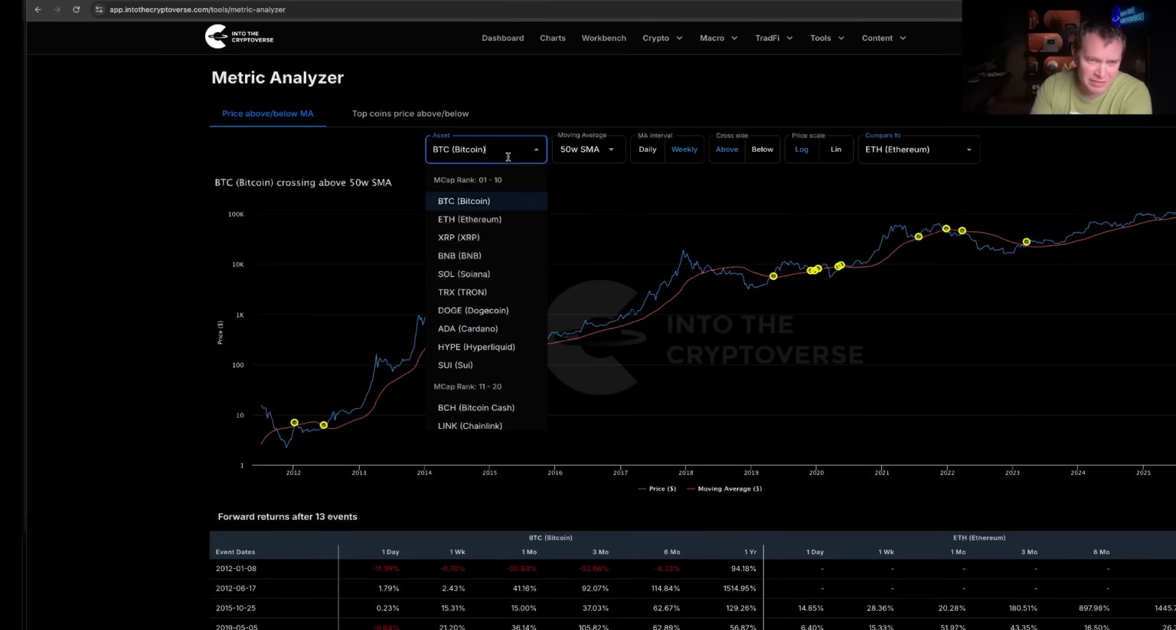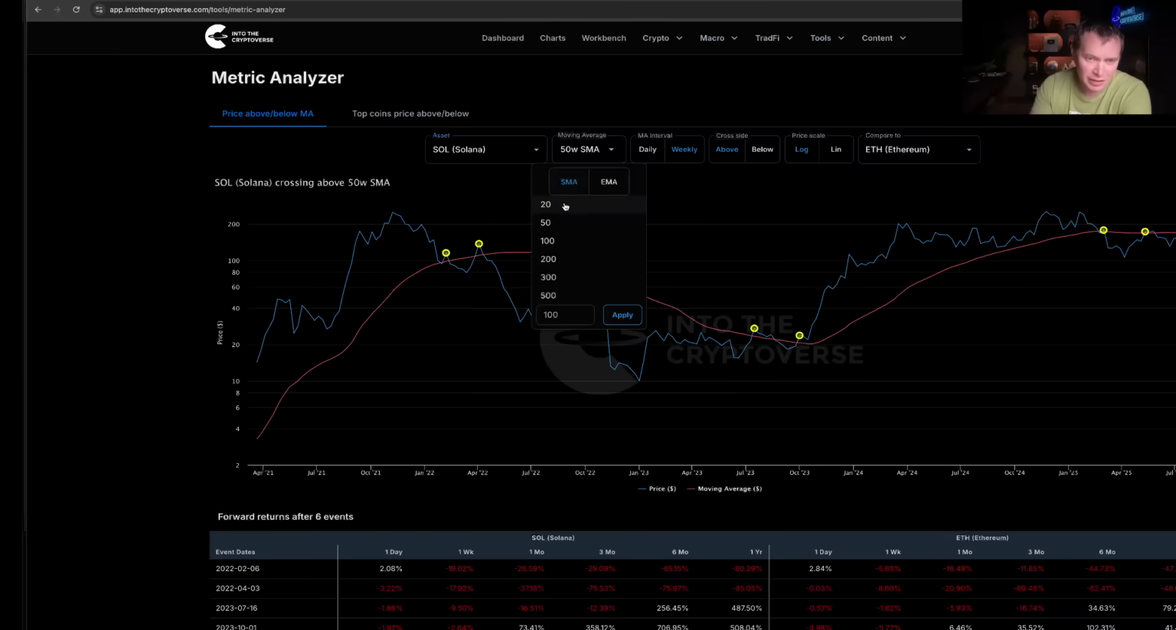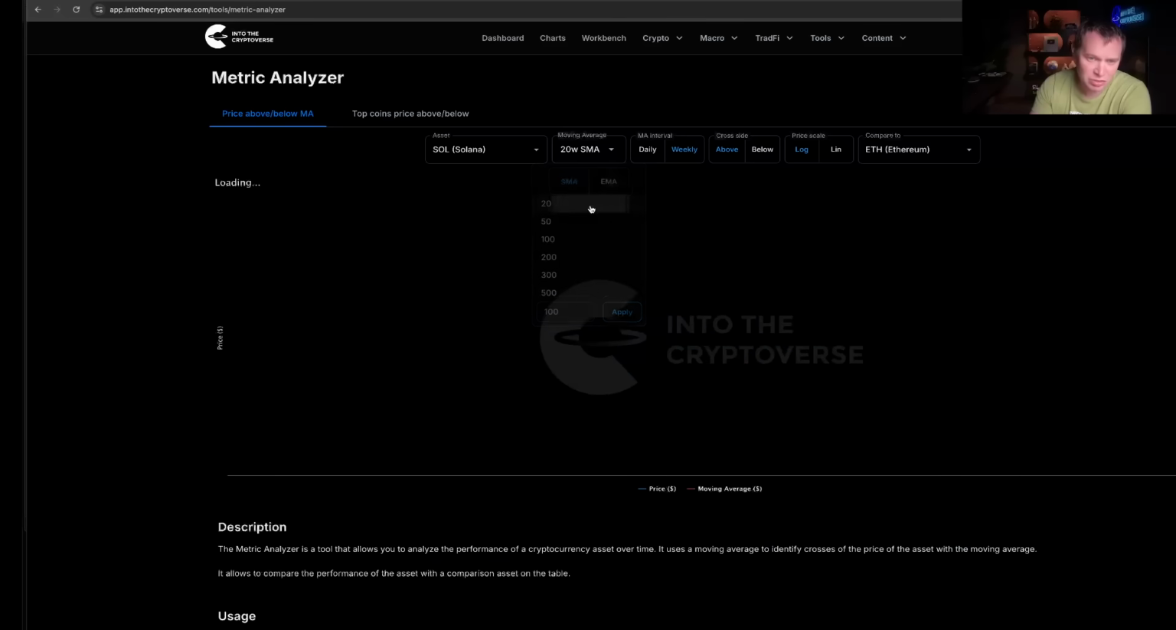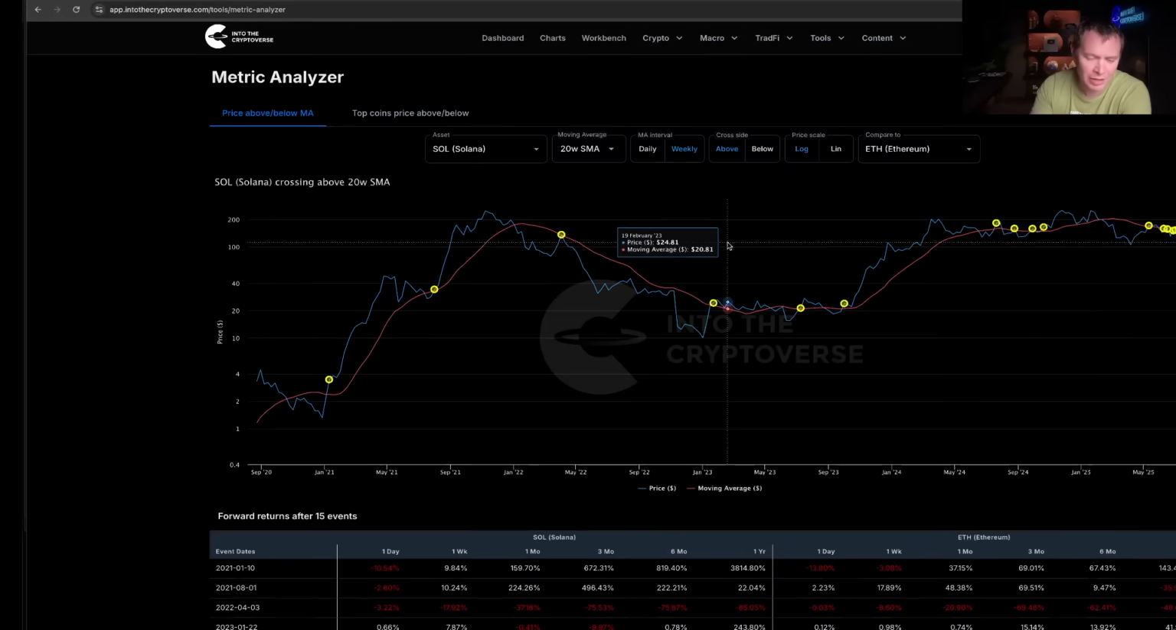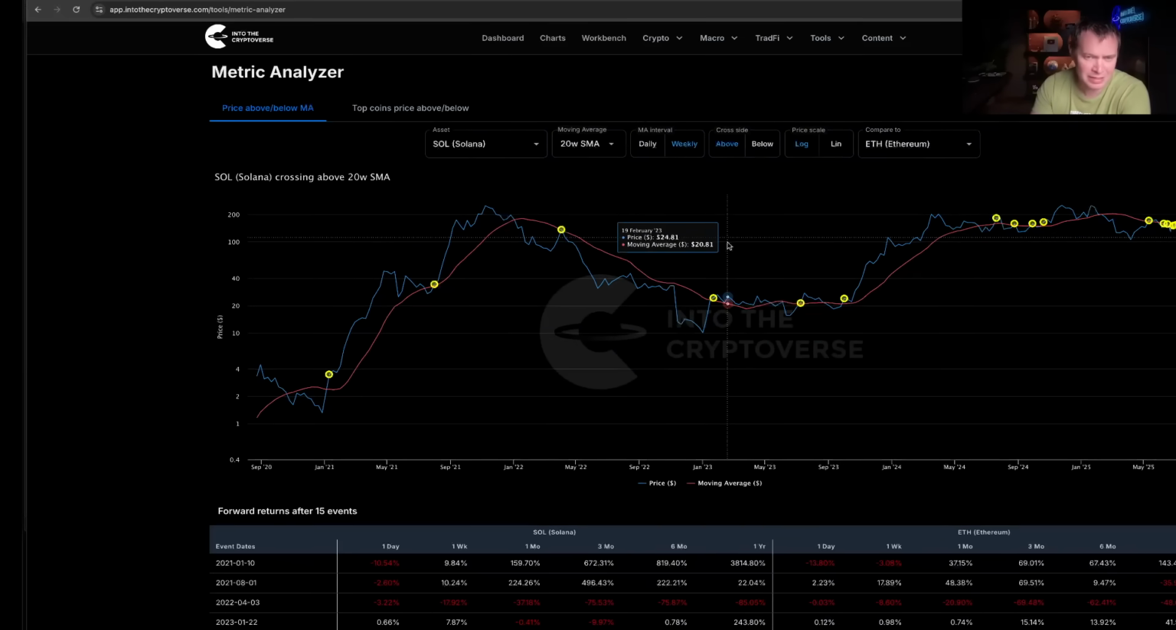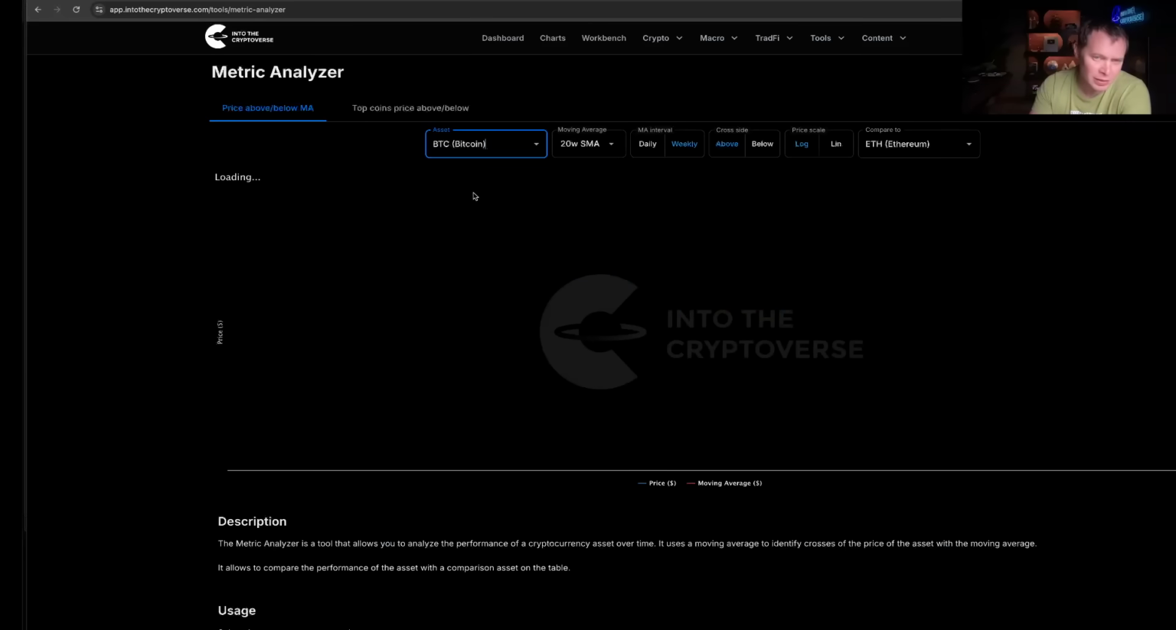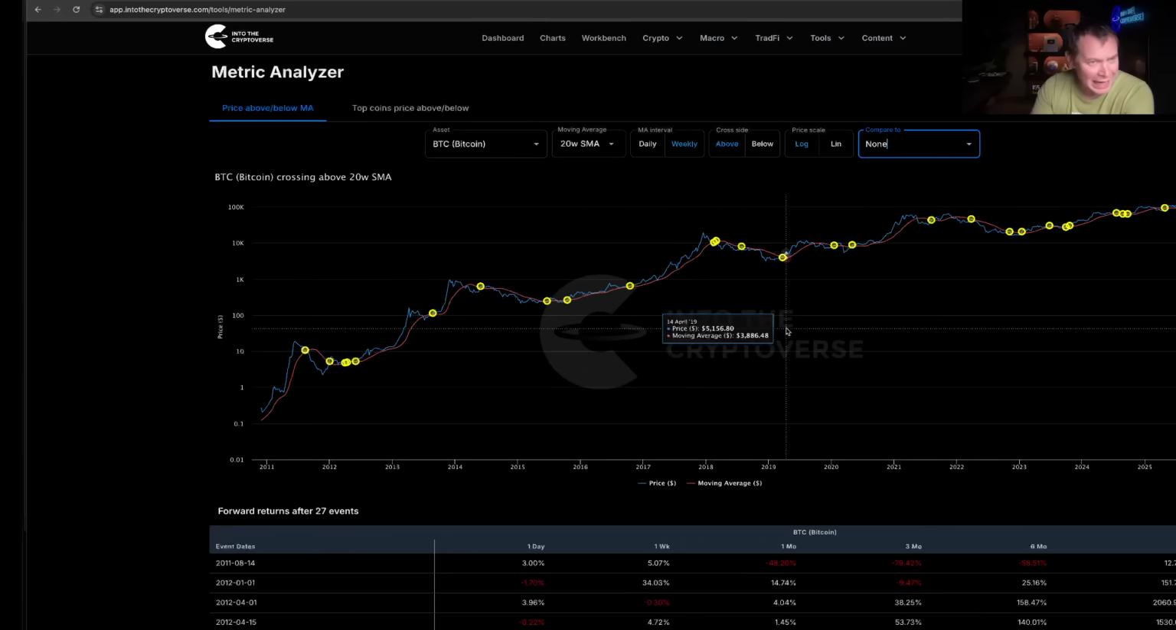And of course, we have this tool for other assets as well. Like if you wanted to see what Solana does whenever it closes above, say, its 20-week SMA, and on average, what's the price? So I think this is kind of a neat tool to be able to look at, and just get an idea. And we're going to be adding to this.